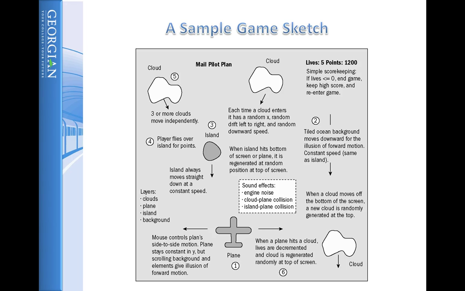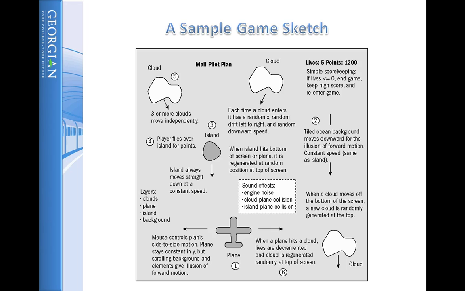So 1 is your plane, if you notice. It says the mouse controls the side-to-side motion. Plane stays constant in Y, but scrolling background elements give the illusion of forward motion. So remember, there is no real forward motion here. The plane is actually staying stable on the screen. It's not actually flying. The background is giving the illusion of the motion. So let's go to number 2. The tiled ocean background moves downward for the illusion of forward motion, and it goes at a constant speed. And it's the same as the island. So the speed of the ocean is the same as the island, all right?